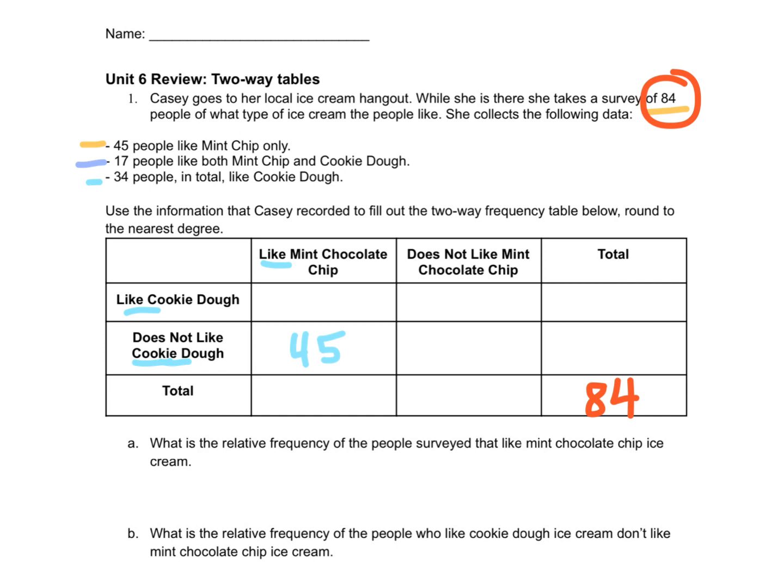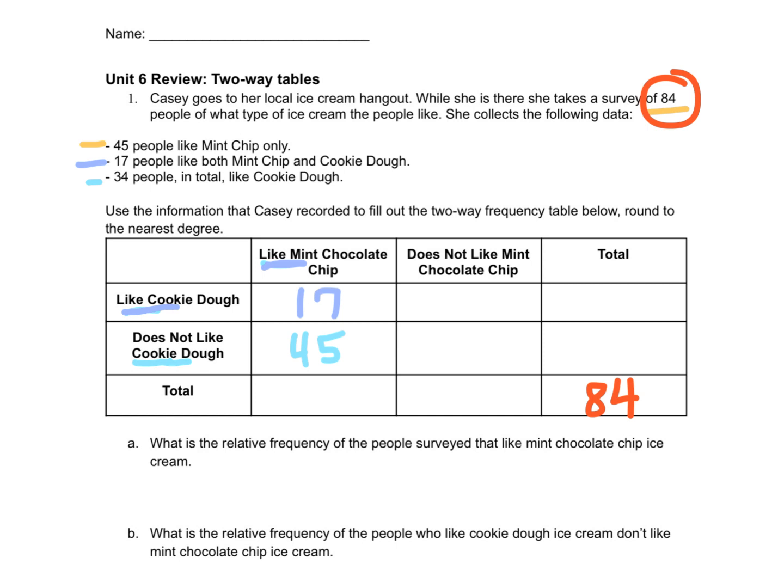Let's look at the 17. 17 people like both mint chip and cookie dough. Okay, so now that's here. They like mint chip and they like cookie dough. So the 17, I believe, goes here.